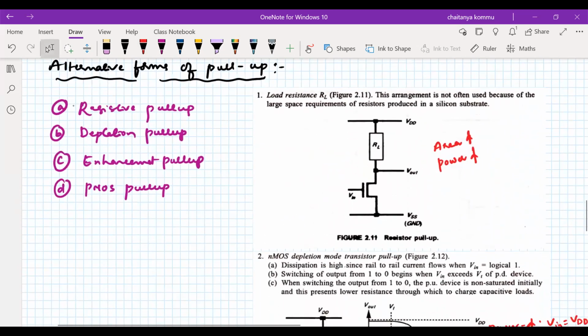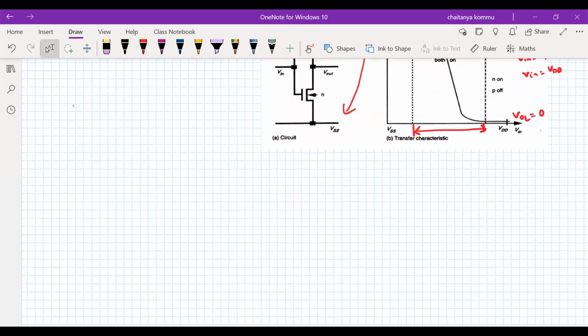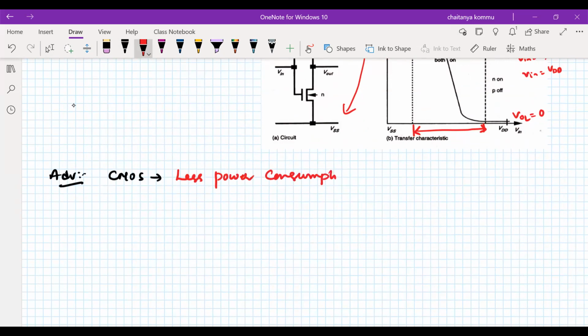Just please go through it once. And as I mentioned, the biggest advantage of using CMOS is less power consumption, or less power dissipation. Okay, but we have to design carefully.